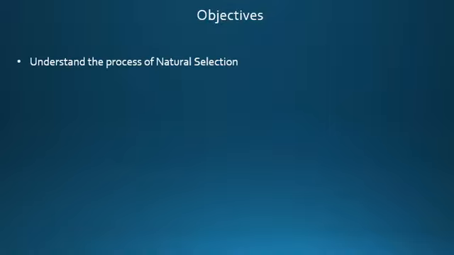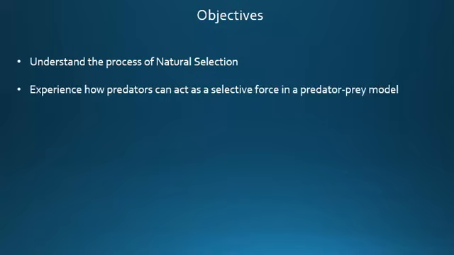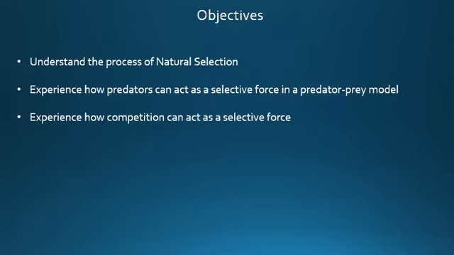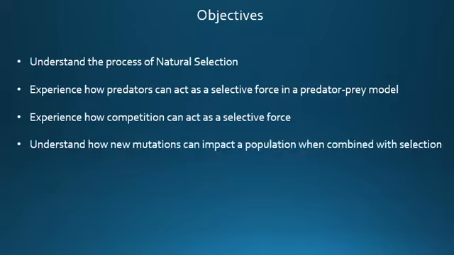The objectives for this week's lab are to understand how natural selection works. And to do that, we're going to investigate a couple of different scenarios. First, we're going to try to experience and understand how predators can act as a selective force in natural selection in a predator-prey interaction. Then, we're going to experience how competition itself can act as a selective force in natural selection. And to do this, we're going to incorporate new mutations into a model. So that will allow us to understand how new mutations can change or impact a population when working in combination with natural selection.